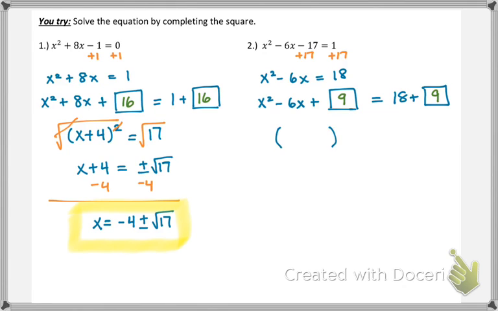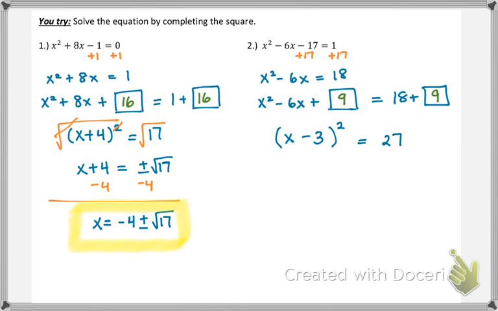And then we're going to factor. So x squared is x and x. Factors of 9 that add to give me negative 6, that's negative 3 and negative 3. So we're gonna have x minus 3 squared, and then 18 plus 9 is 27. I'm done completing the square.